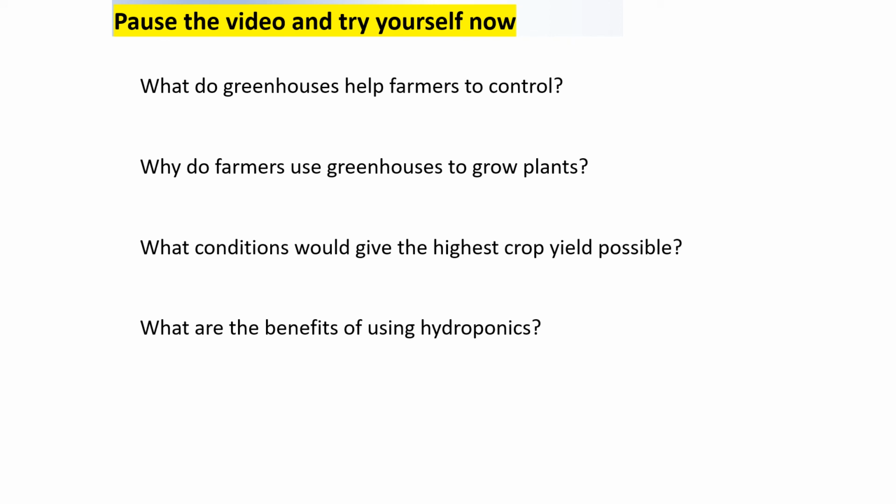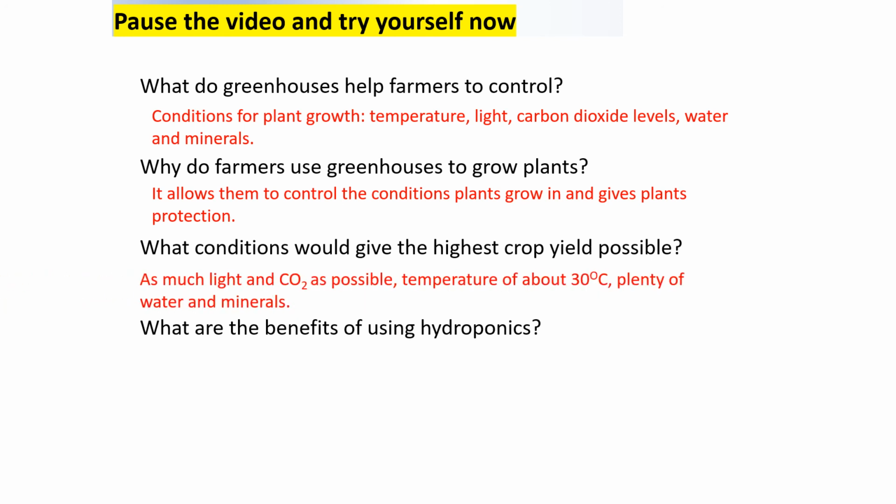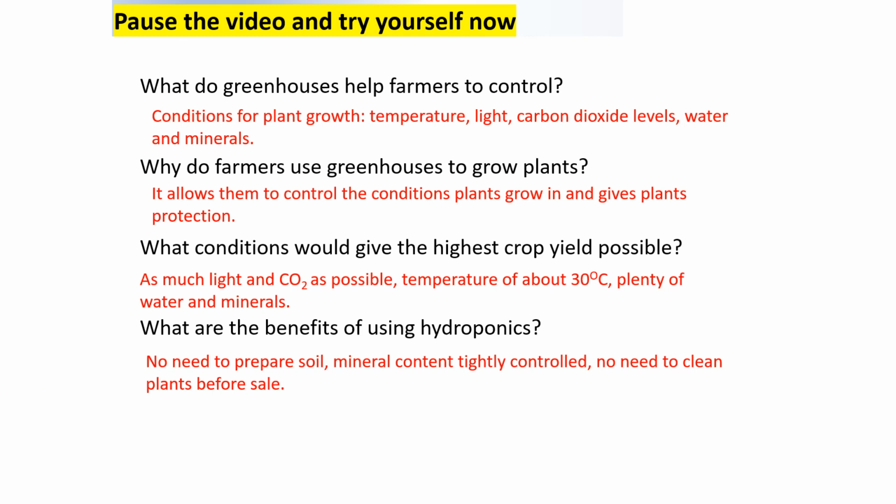What do greenhouses help farmers to control? Why do farmers use greenhouses to grow plants? What conditions would give the highest crop yield possible? And what are the benefits of using hydroponics? The benefits of using hydroponics are no need to prepare soil, mineral content tightly controlled, and no need to clean plants before sale.